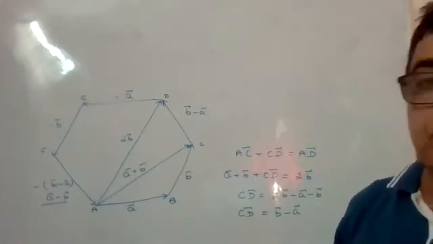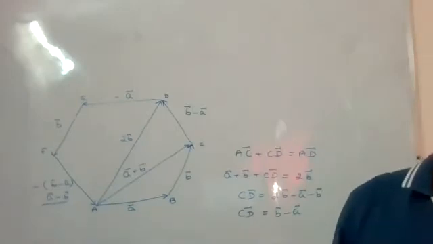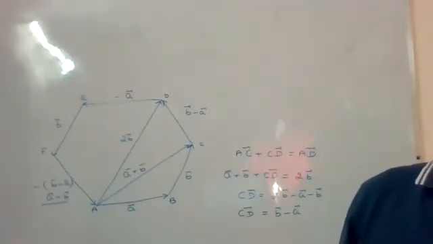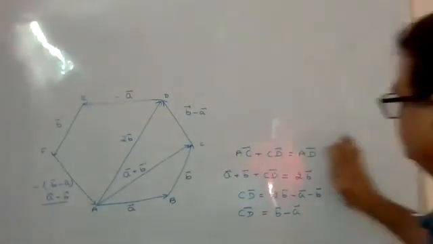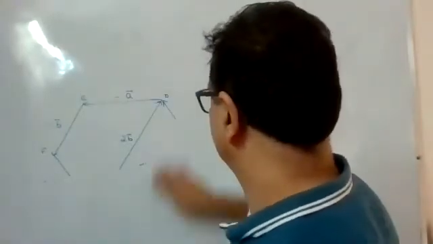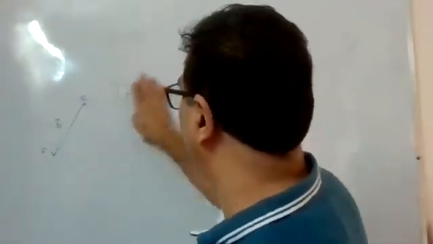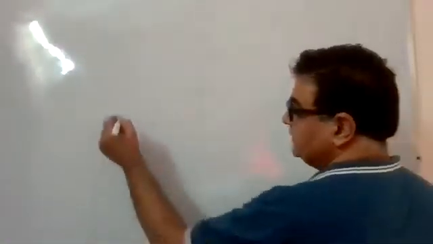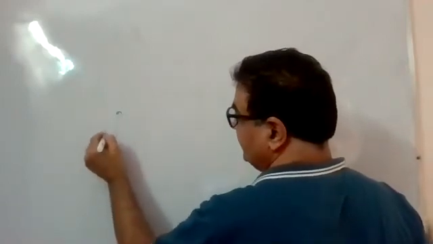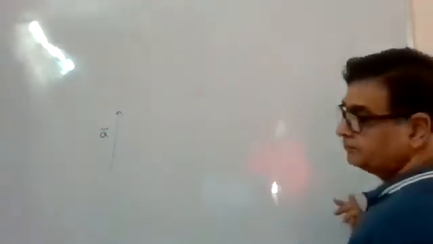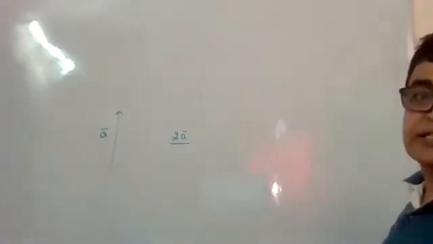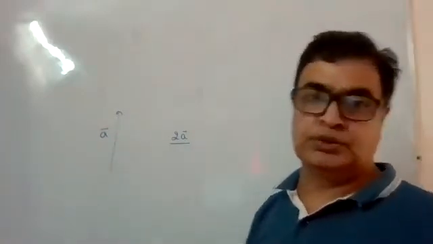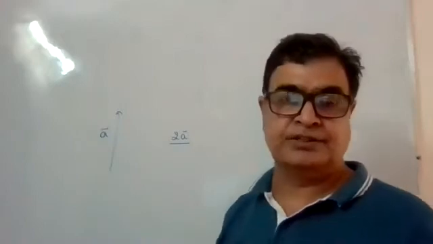Next result, write down multiplication of a vector by a scalar. Multiplication of a vector by a scalar. Scalar means some number. For example, if I have this vector as A, and I want to find out 2A, 2A means one scalar you have multiplied, and that scalar is 2. You are multiplying this vector by 2.